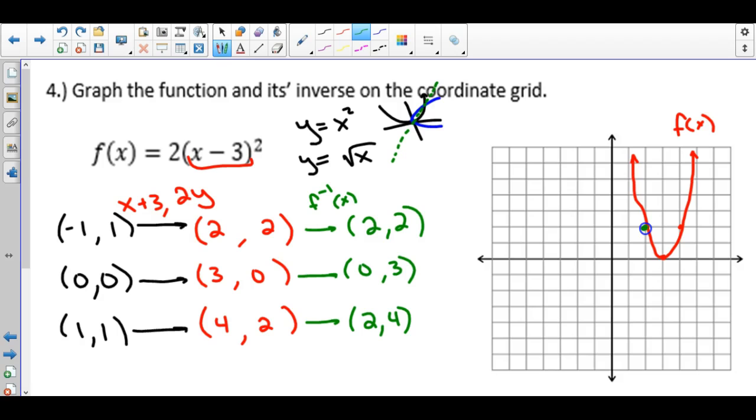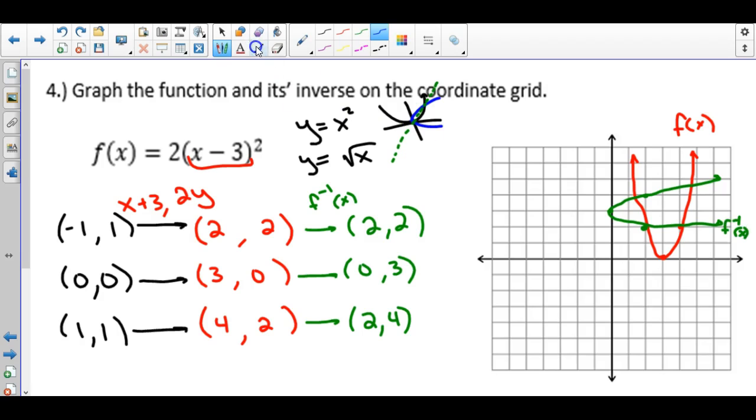So we'll take a look. My (2, 2) is here. I have (0, 3), and then I'm going to have (2, 4), which is up here. What will happen on this graph is it's going to have that sideways kind of curvy shape. It looks like a sideways parabola. And again, that's going to be my inverse function, f inverse of x.